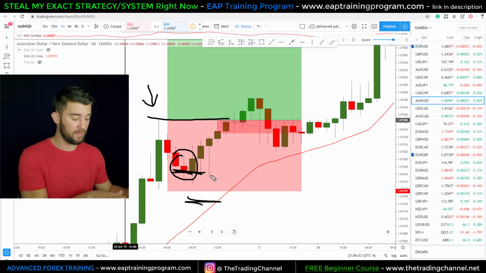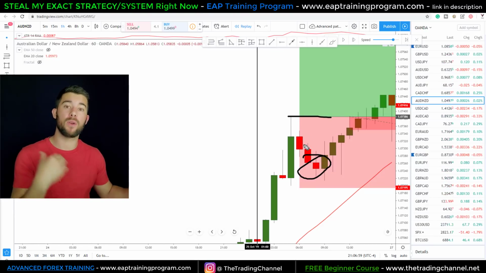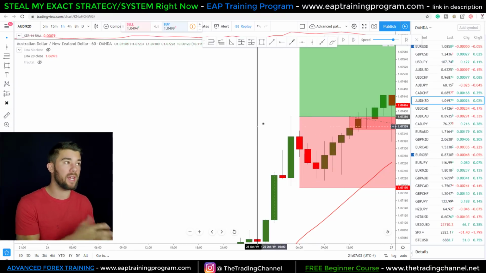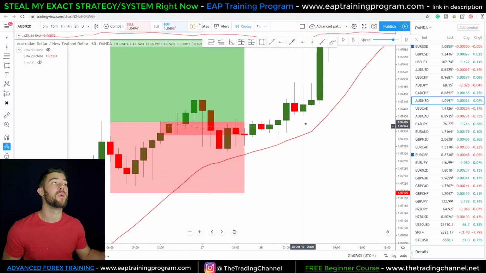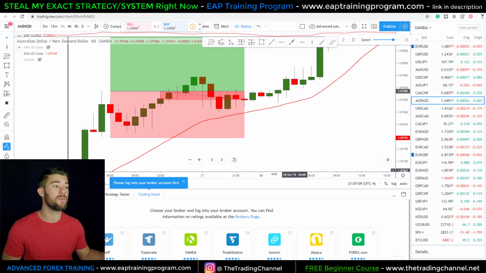So remember, if the market is on this candle right here, we have to put a buy stop order in order for the market to put us in on a breakout situation. In order to do that, I use TradingView as a trading platform. All I do is hit right click and then hit our create new order.